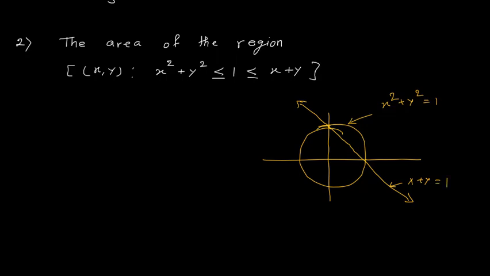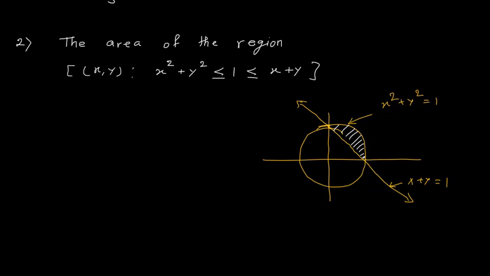Now my required area is between this circle, x square plus y square less than 1, and x plus y greater than 1. When I say x plus y greater than 1, I have to see this upward part, and x square plus y square less than 1, I have to see this downward part. So this area which I am shading, this area we need to find out. Now this area you can find out by subtracting this triangle from this quadrant.